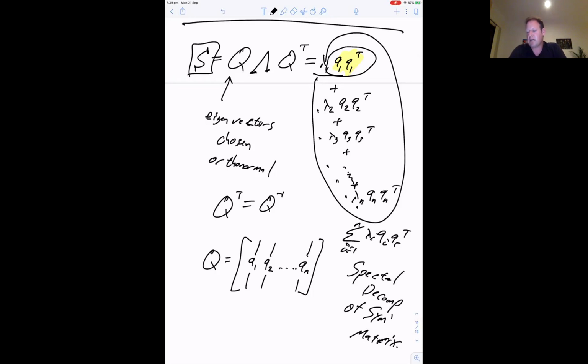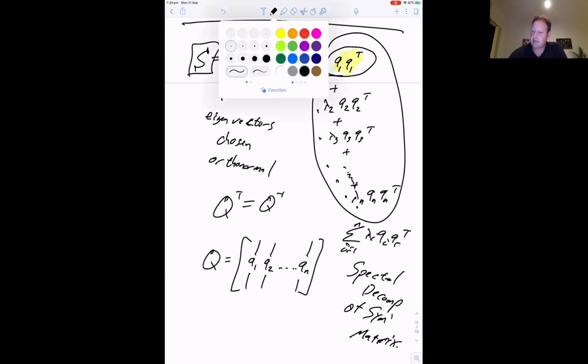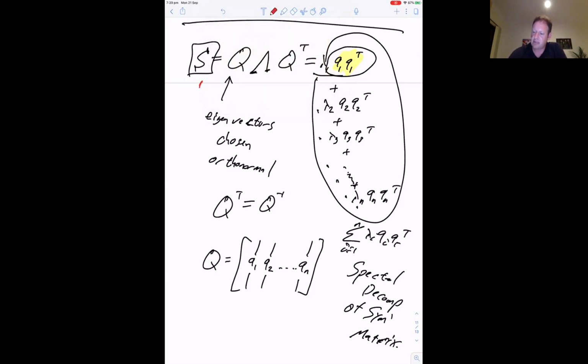Now, let's say that S is 1,000,000 by 1,000,000, 10 to the 6 by 10 to the 6. So S in its own right has 10 to the 12 entries. That's a lot of entries, a lot of memory. That's some very dense picture.